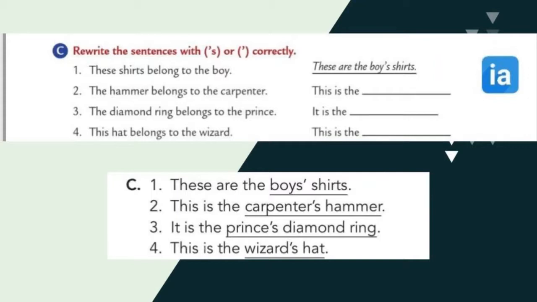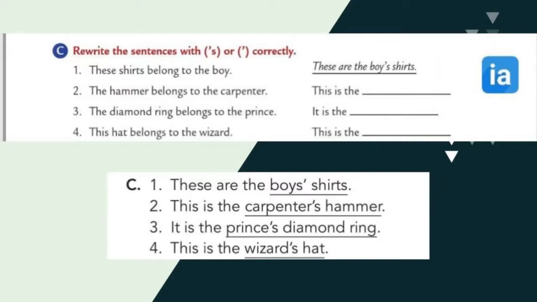Let's move to the third one. The diamond ring belongs to the prince. So here, prince is a singular noun. What should we use here? Apostrophe s or apostrophe? Yes, you are right. Prince is a singular noun. So we should use apostrophe s after the noun prince. It is the prince's diamond ring.